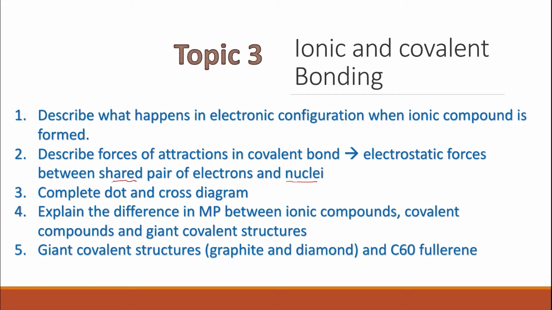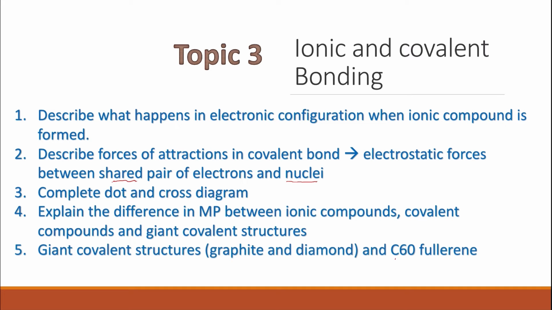In giant covalent structures, we need to focus on graphite and diamond. You need to know that graphite conducts electricity because of the delocalized electrons, while diamond doesn't, and they both have high melting points. You also need to know the difference in the physical properties: graphite is soft because of the layers and weak forces of attraction between the layers. However, it has a high melting point because of the covalent bonding.